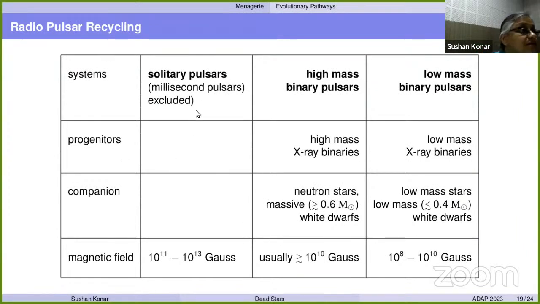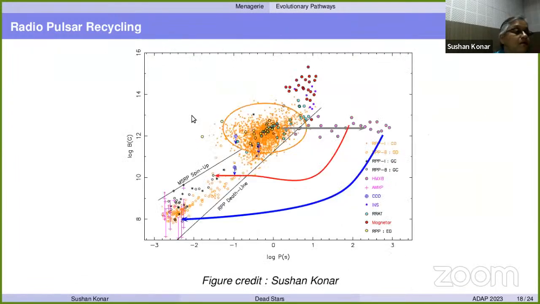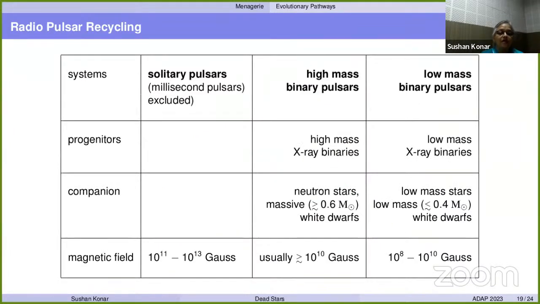This picture has about 4,000 objects, mostly in this orange place. So, in summary, we have solitary pulsars, which have a magnetic field of about 10 to the power 11 to 10 to the power 13. I should modify this slide. As we have seen yesterday, the numbers have been pushed to about 10 to the power 16 now.